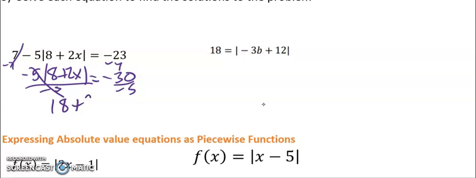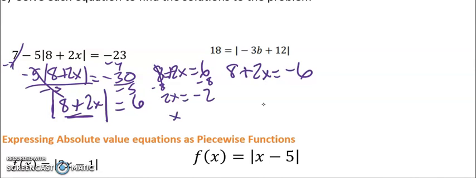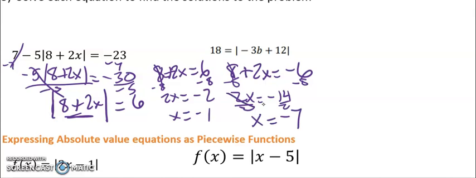And we get the absolute value of 8 plus 2x equals 6. Once we have gotten the absolute value on the side by itself, then we take the absolute value portion, set it equal to the positive and to the negative of the solution, and we solve. So we're going to subtract 8 and divide by 2. We're still going to subtract 8 over here. And we're still dividing by 2. So you get negative 1 and negative 7 as your solutions.